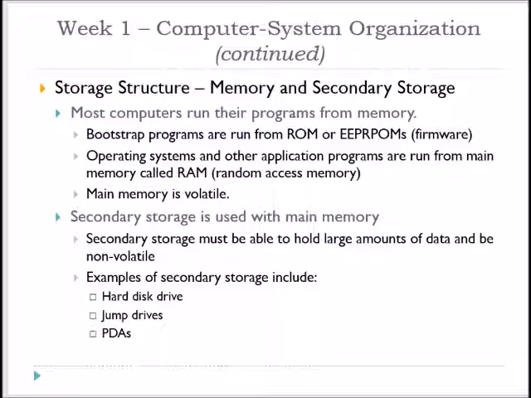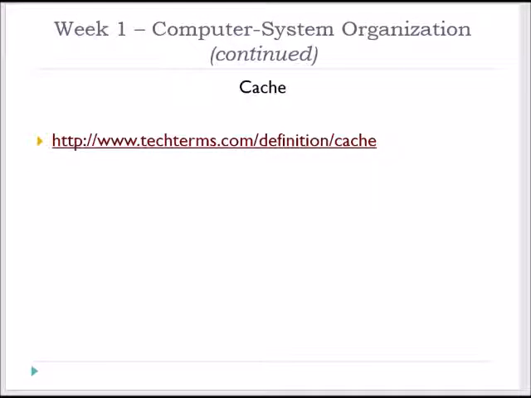It can also include network drives once it connects up, and jump drives or flash drives, and PDAs. So when you're reviewing these slides on your own, and you should be reviewing them on your own, follow this link here from techterms.com and get an understanding of what a cache is, and that's pronounced cache, not cash. In short, it stores recently used information so it can be retrieved quickly.